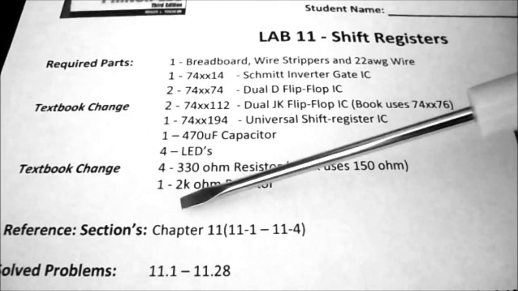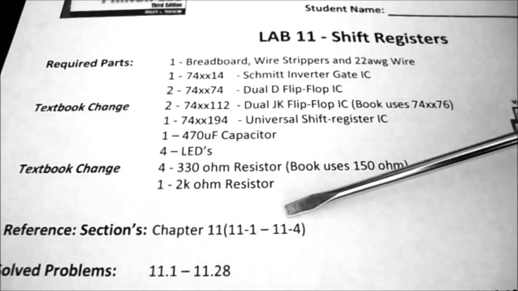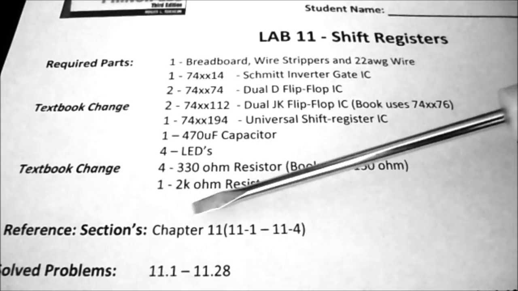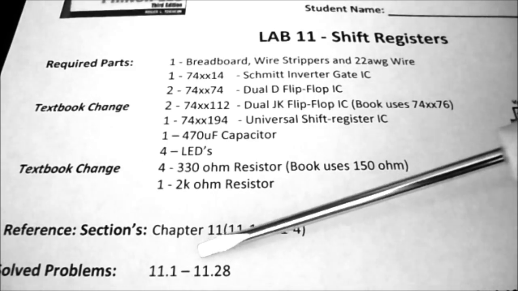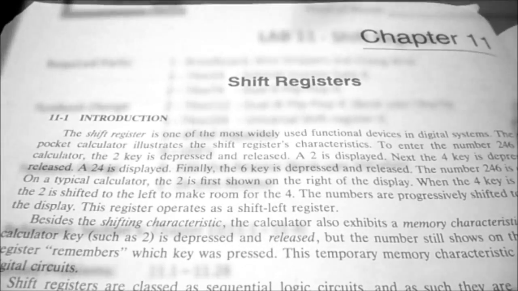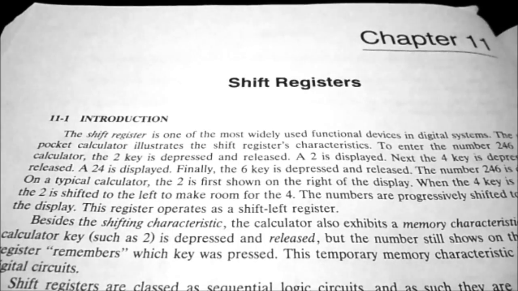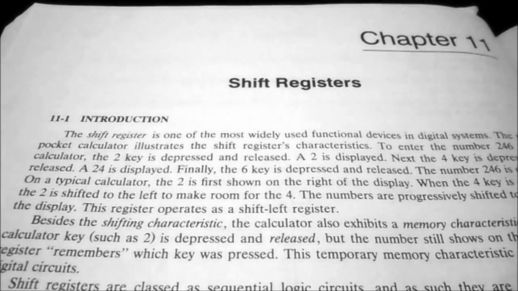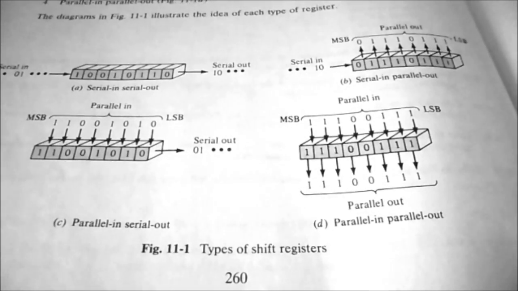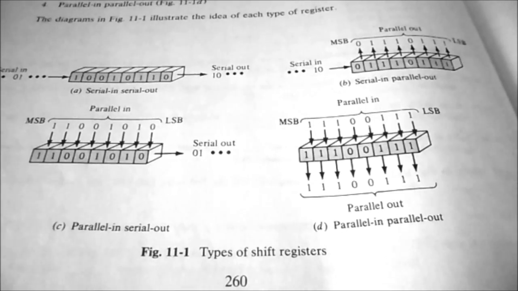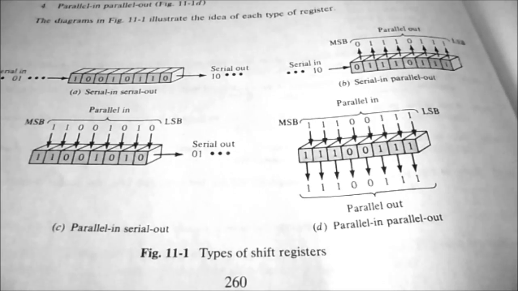Now under reference sections, we're going to reference Chapter 11, sections 11-1 through 11-4. When you've completed the lab, you should be able to answer solved problems 11.1 all the way up to 11.28. So in your textbook, Schaum's Outlines, Digital Principles, Chapter 11 talks about shift registers, and Section 11-1 starts with a basic introduction, and Figure 11-1 shows you different types of shift registers and gives you a graphic of what's happening inside a shift register.